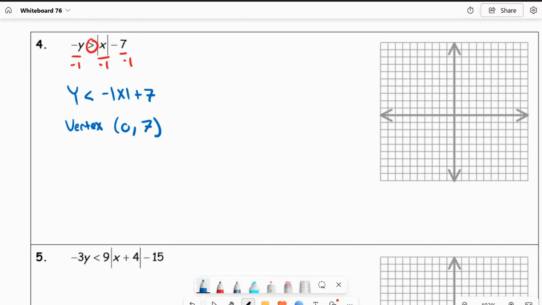So that's my starting point. From there, identify our slope. Our a value is negative 1, so we will head negative 1 to the right, and we will just do the opposite to the left. Since we're working with an inequality here, we are going to have to identify what kind of a line we're going to use. And at this point, we are going to use a dashed line because I just have a less than symbol. So I'll make my dashed boundary line.